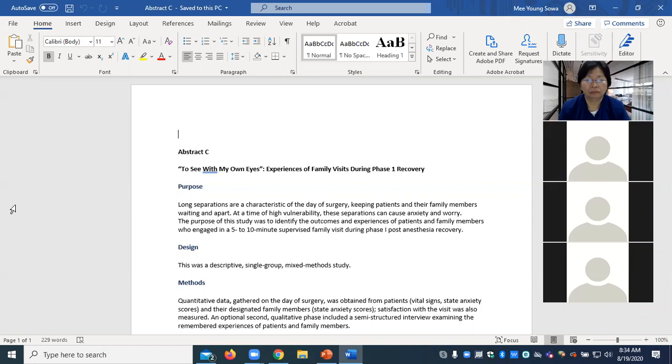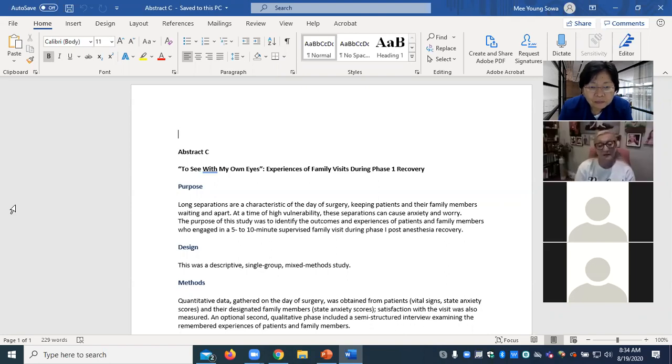To see with my own eyes, experiences of family visits during phase 1 recovery. By just reading the title, can you guess whether it's quantitative or qualitative? Qualitative? Yes, but you have to read more, okay? Right. Okay, design. Kimberly King, can you read the design?